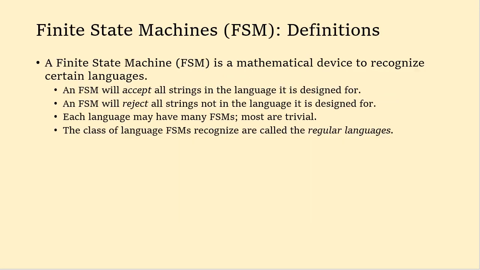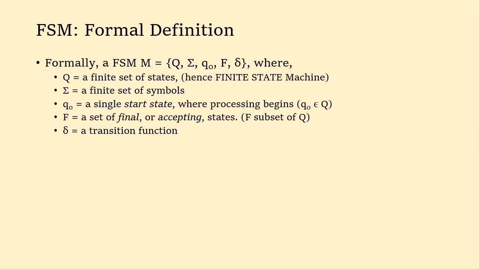Okay, so again, it's a mathematical device by which we recognize languages. How do we recognize it? We feed a string into this machine, it processes the string, and when the string is completely processed, then this finite state machine will either accept that string or reject that string. Now, to match a particular language, the finite state machine must accept all strings in the language that it's designed for, and it must reject all strings that are outside the language it's designed for. And again, each language may have an infinite number of finite state machines, most of which are trivial, and corresponds to the regular languages.